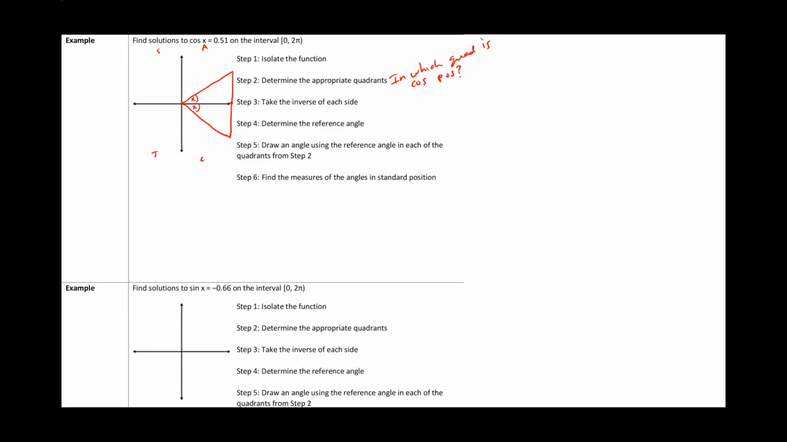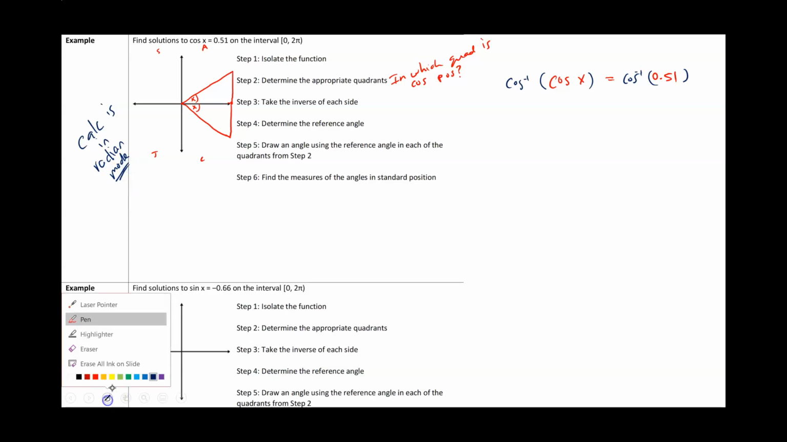Okay, so how do you find x? Well, we take the inverse of both sides. We have cosine of x is equal to 0.51. To undo cosine, the only way to do it is to take the inverse cosine of both sides. So I take the inverse cosine of the left, and I take the inverse cosine of the right. Now, once again, make sure that your calculator is in radian mode. Super important. Make sure that your calculator is in radian mode. So the inverse cosine crosses out the cosine. We get the x by itself, which is what we want.